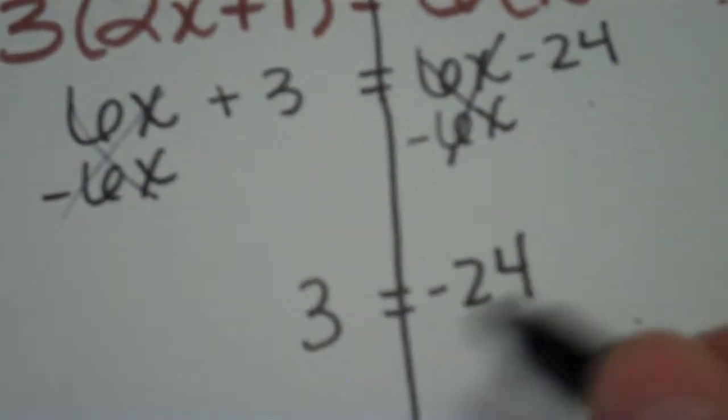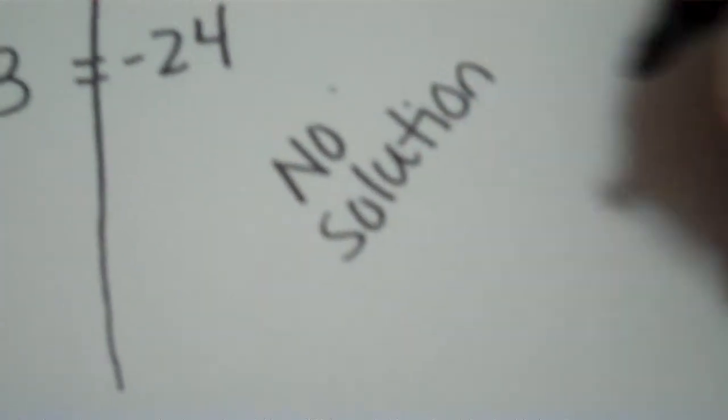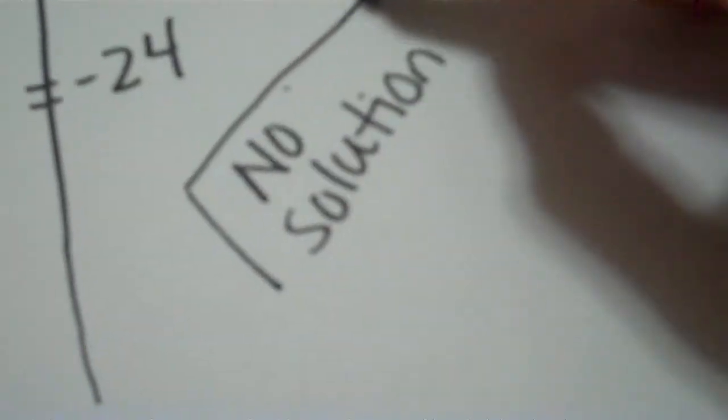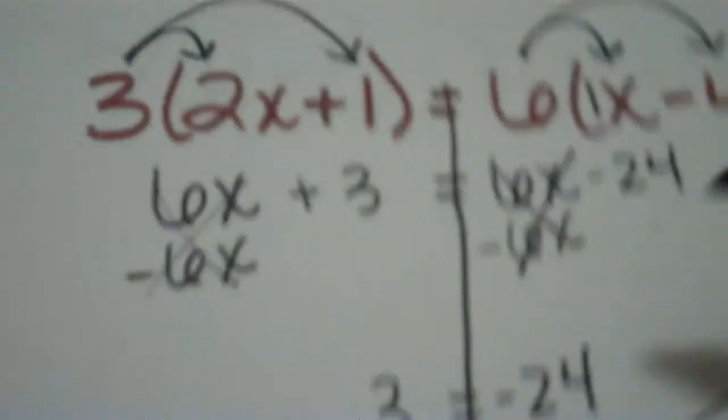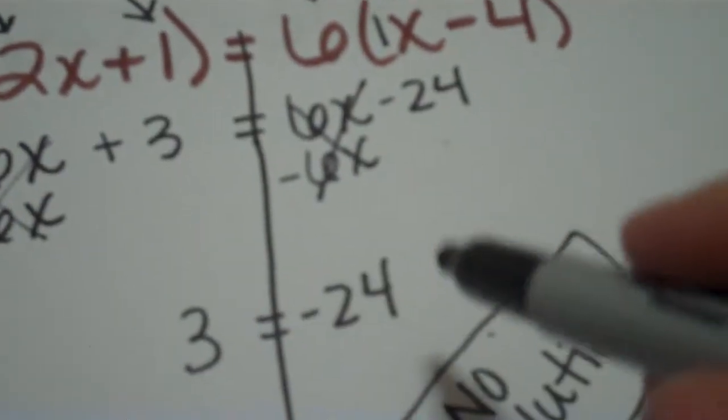Does 3 equal negative 24? And you should say, no, it doesn't at all. So if you remember, the correct answer to this problem is no solution. Okay? So that still applies, and you're going to see it in algebra. If it doesn't work out and it doesn't equal, then it's no solution. Remember, if it said 3 equals 3, then it would be all real numbers.